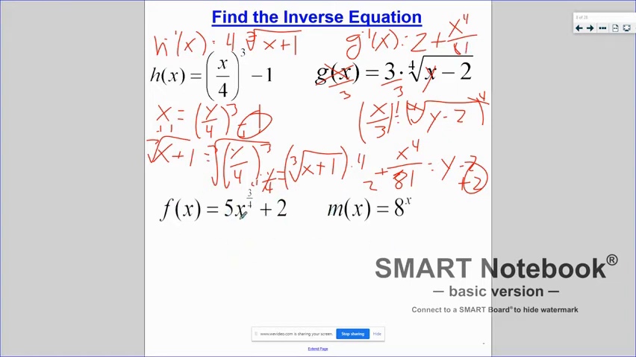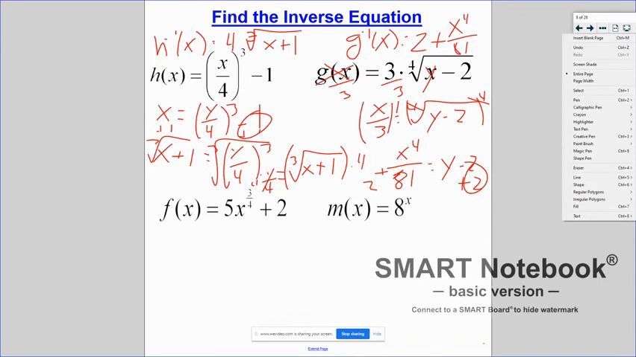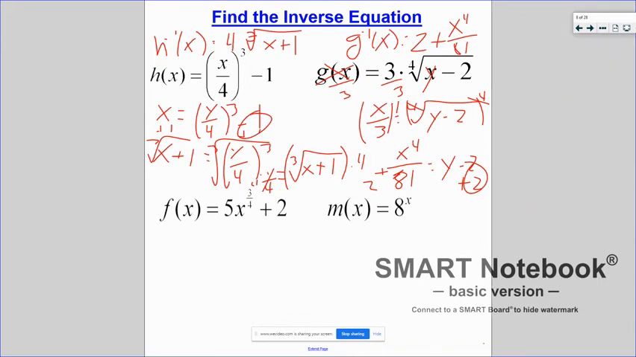F of x equals 5x to the 3/4 plus 2. So again, I'm going to switch. I'm going to change color here. Go to blue. So this would end up being x. This is our y in there. So my first step here, I want to get what has the exponent on by itself. So my first step would be subtract 2. So x minus 2 equals 5y to the 3/4. Then I'm going to divide by 5.